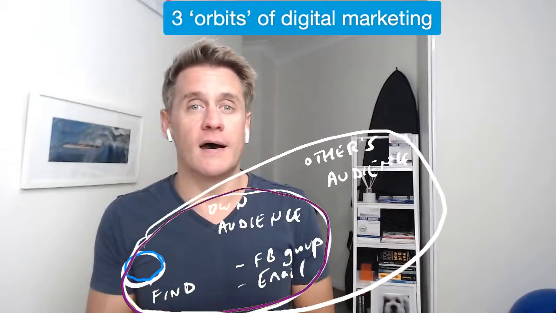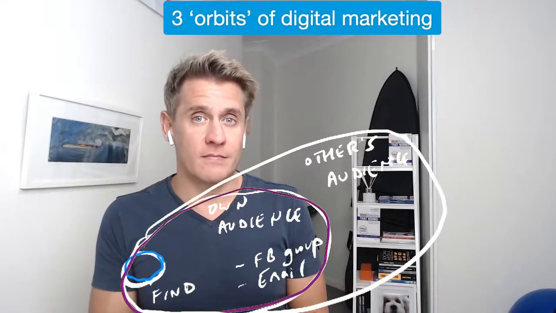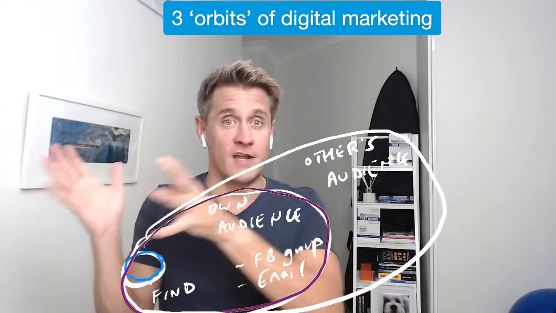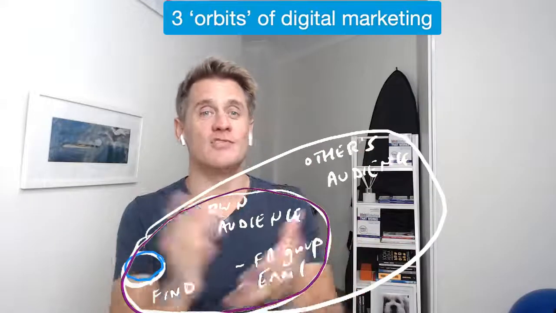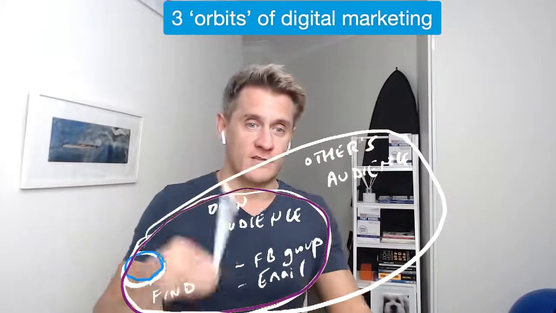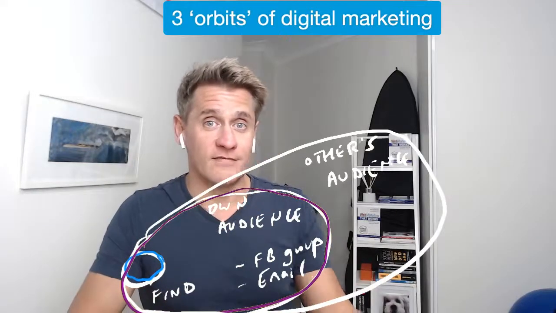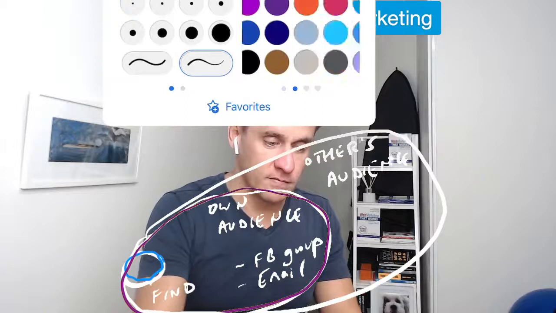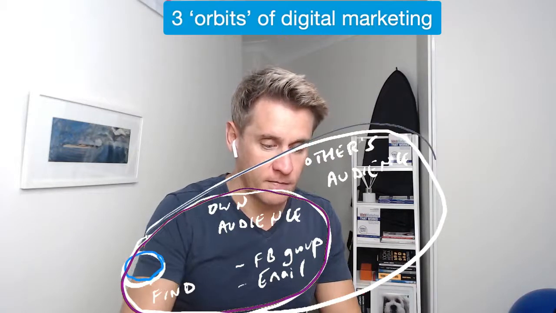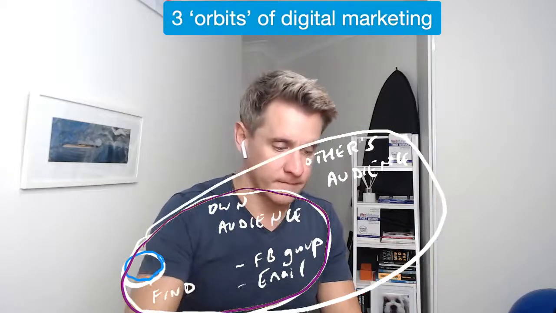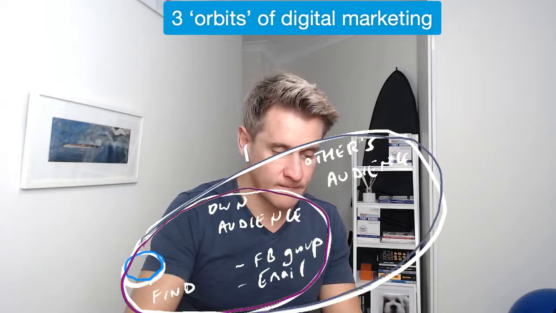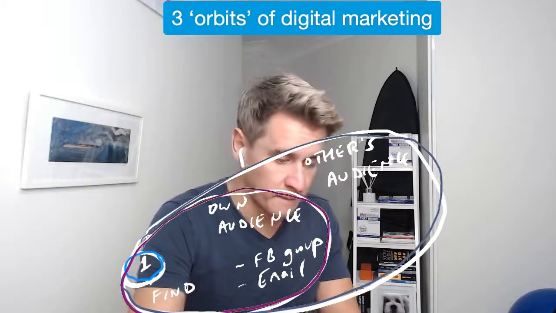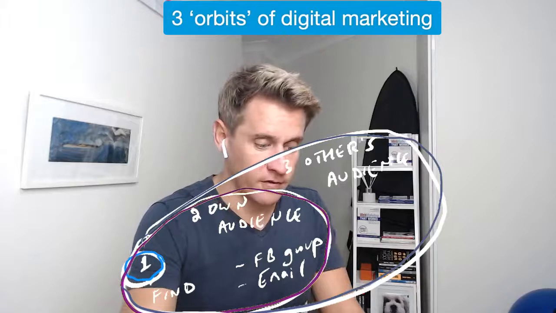Same deal if you are in a partnership, sometimes called a joint venture or an affiliate relationship, but basically a partnership where somebody else is prepared to email their contacts and introduce you and your services to their audience. So this is really powerful because obviously there's a lot of leverage, there's a lot of scale with this. This is the third orbit of digital marketing. I'll just try and draw that, even though it's pretty messy. So we have orbit one, where we're finding an audience, orbit two, where we have our own audience, and orbit three, where we have others' audience.